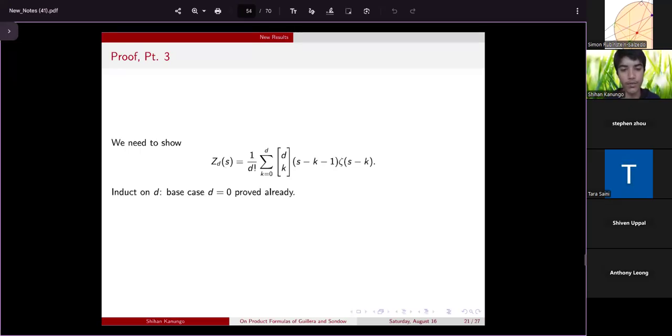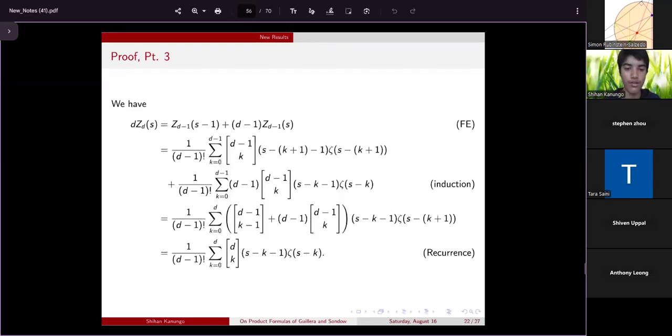And the idea is that we induct on D. Recall that we proved the D equals 0 case in the beginning. And then using the functional equation and applying the recurrence formula for the Stirling numbers, we can prove the next step. So here's all the algebra. We write ZD of s in terms of ZD minus 1. Then we plug in the induction hypothesis onto these two functions. Then we can group the like terms together. And then we get the Stirling number recurrence. And then that gives us the formula.